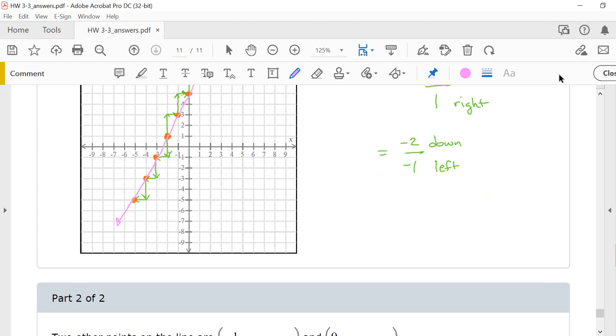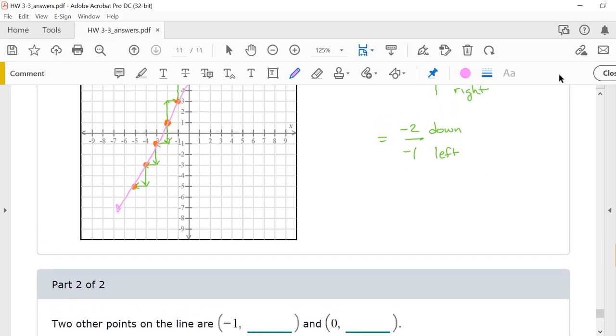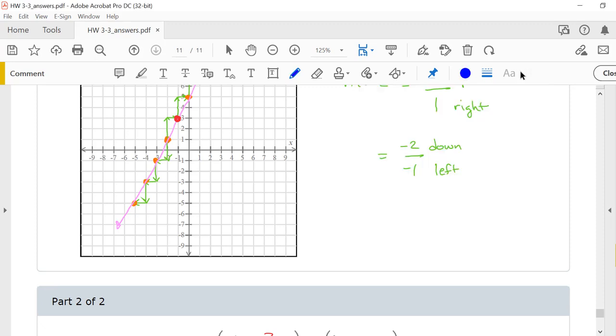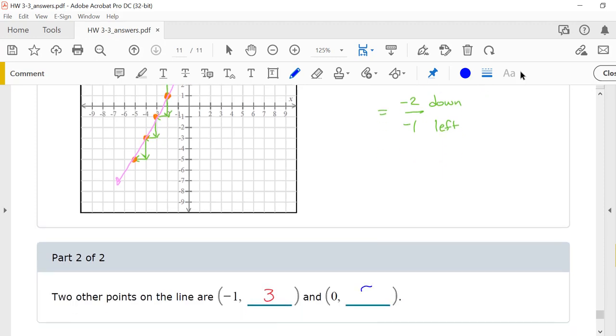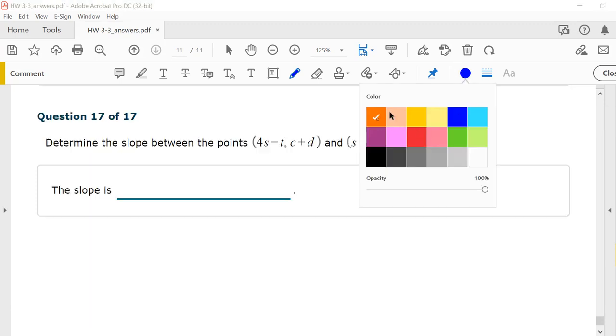Okay, now it wants me to find points, -1 comma what and 0 comma what. So here we go. -1, 3, that's this point. And 0, what is this point? 0, 5. We also have the point 0, 5. Okay, last one. Determine the slope between these 2 points.